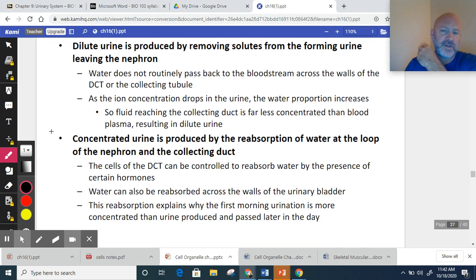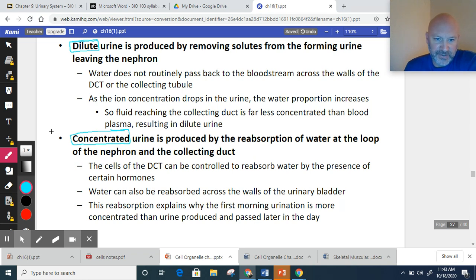This is kind of, I already talked about this, but this is the difference between producing a dilute urine, which is more of a clear urine, compared to producing concentrated urine. Concentrated urine would be more of a darker yellow. So this is more like the urine that is the first urine of the day after you've been sleeping for, let's say, 10 hours and you haven't been drinking at all.